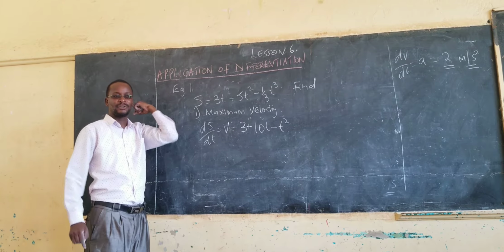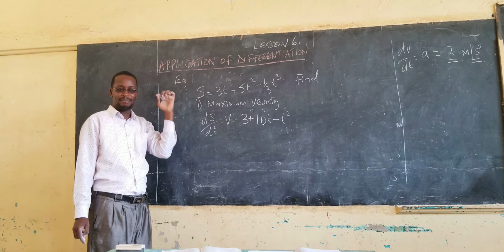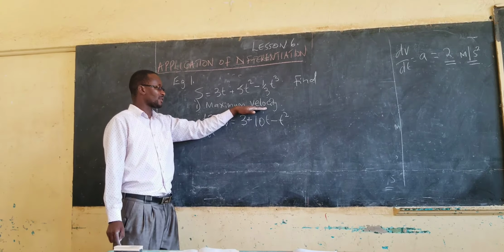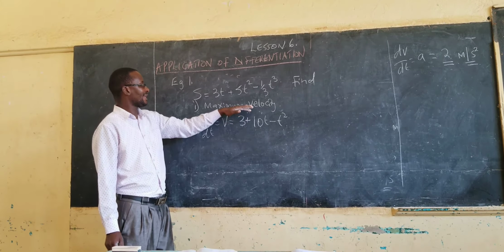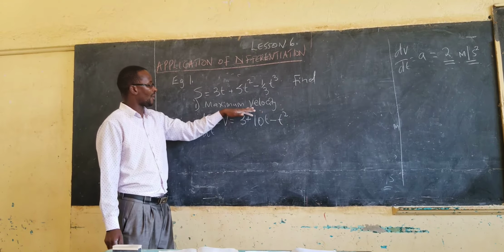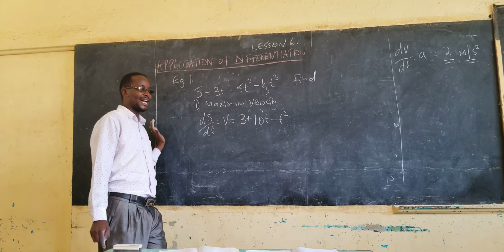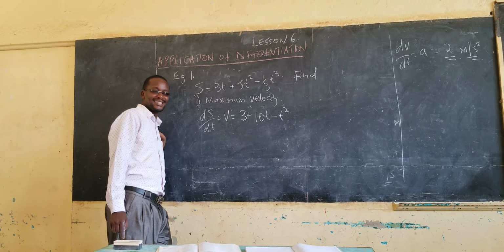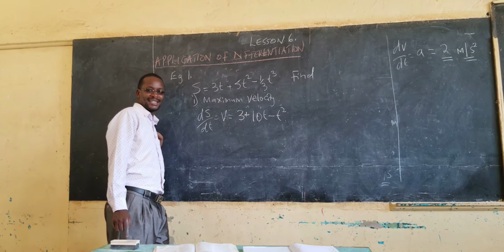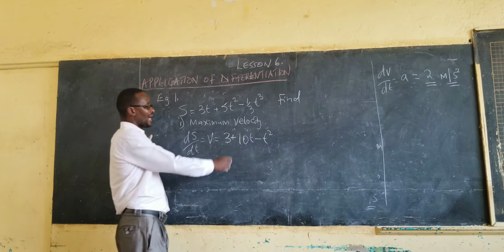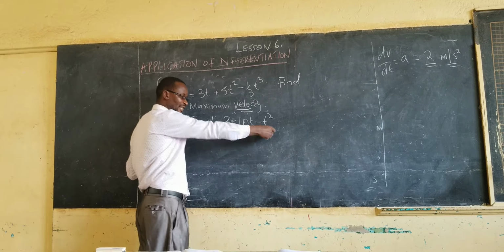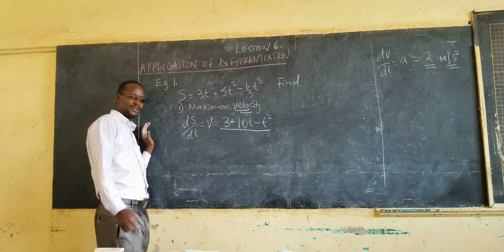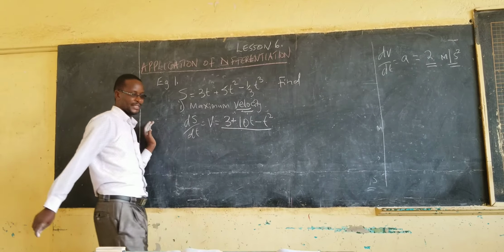The question requires that we get maximum velocity. Back to the lesson for stationary points. At the maximum point or at the minimum point, the gradient of the curve is zero. So at maximum velocity, you differentiate velocity and equate to zero, because it means the body is not accelerating, it is not changing the speed, it is just moving at that particular time. Then we will get that time and substitute it into the equation for velocity.